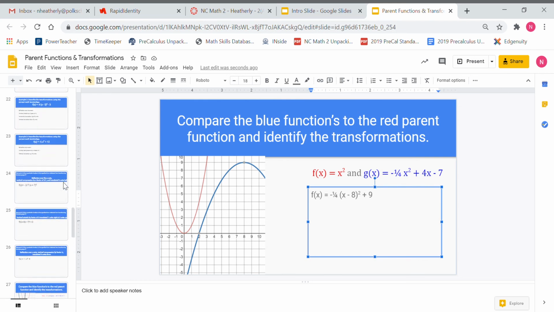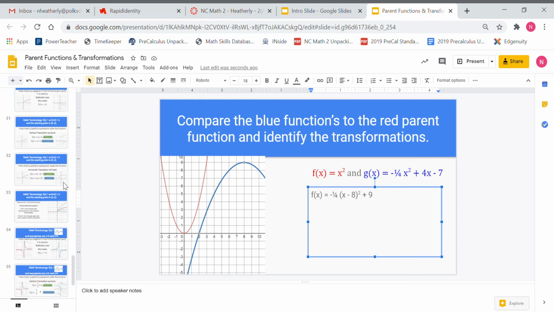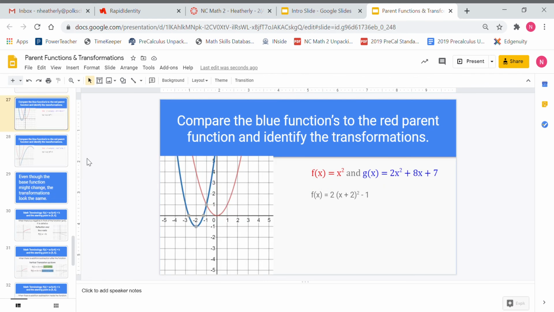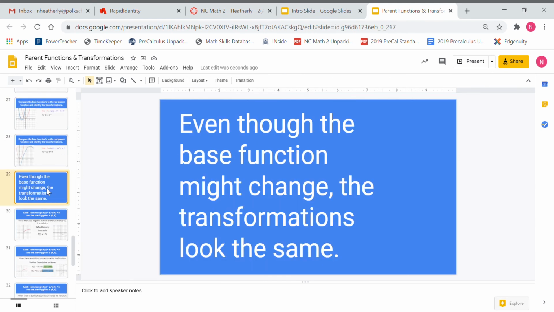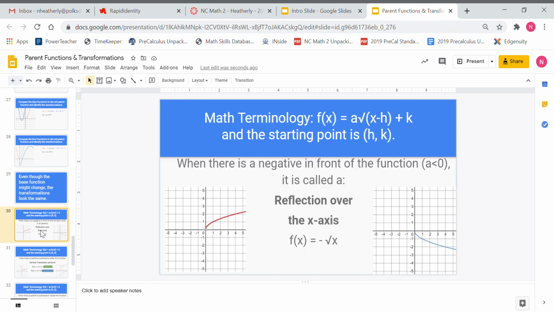So that's basically what your homework is going to look like. You're just going to be comparing functions, and you will deal with some square root functions. So we're going to look at those next. Even though the base function might change, the transformations and their location in the equation look the same.